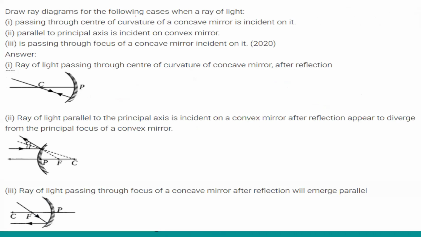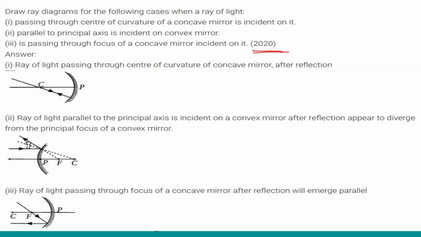Draw ray diagrams for the following cases: a ray of light passing through the center of curvature of a concave mirror is incident on it; a ray parallel to the principal axis is incident on a convex mirror; and a ray passing through the focus of a concave mirror is incident on it. This question was asked in 2020.